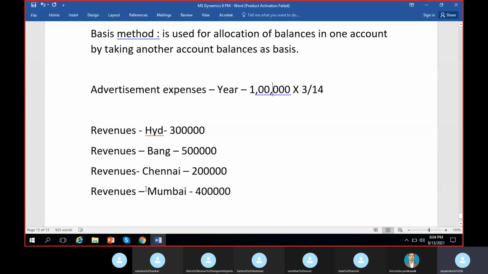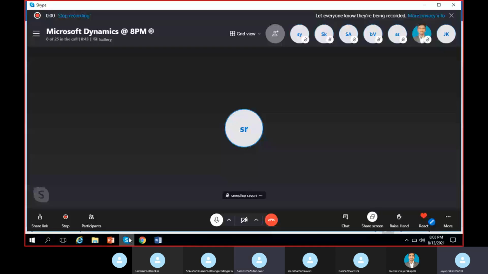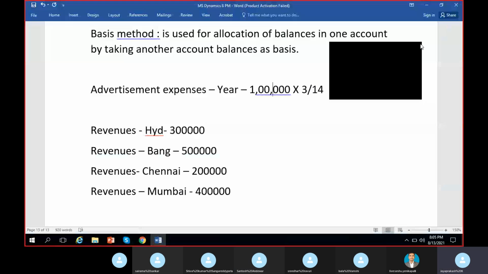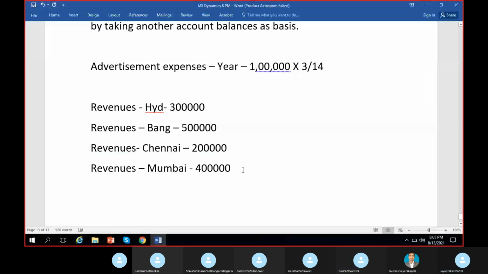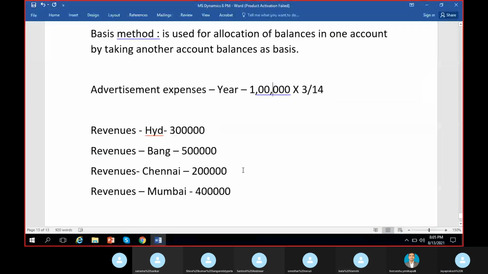So is this example clear for everyone? What is the motto of our basis method? Okay. Sairam said yes. Yes, bro. Seshu, Bala, Santosh. Okay. Saideep. Fine. One second, if you don't mind. Yes, Bala.